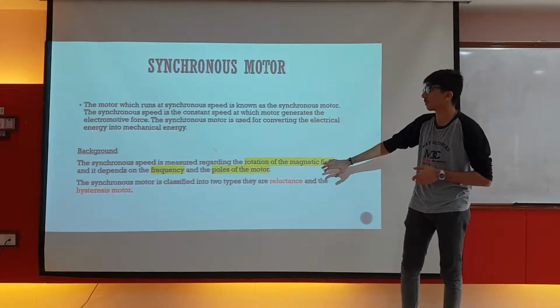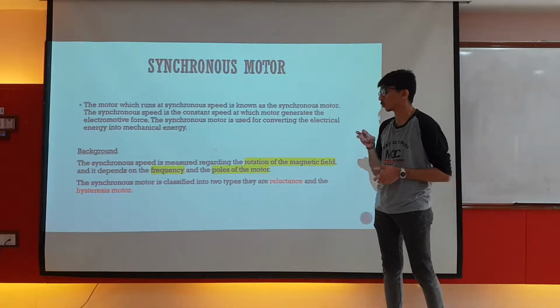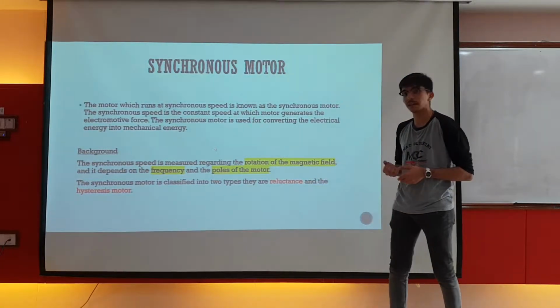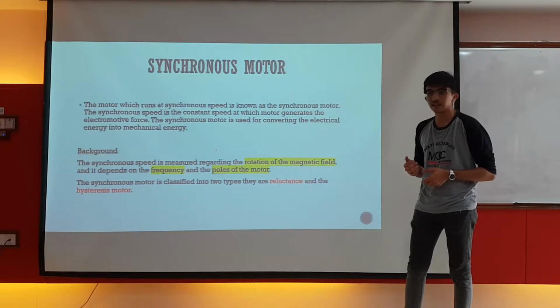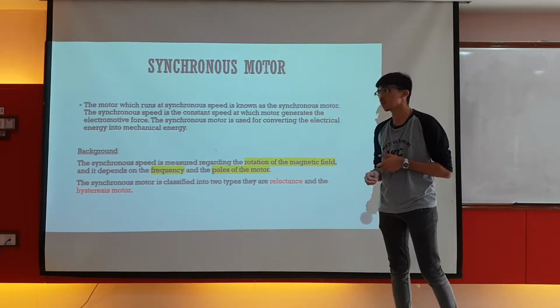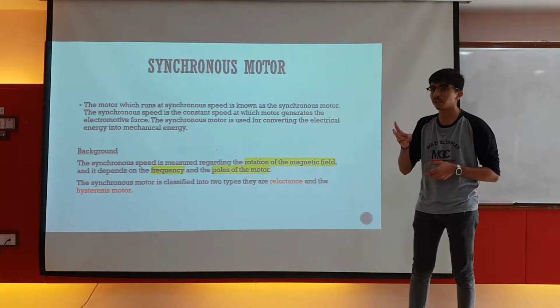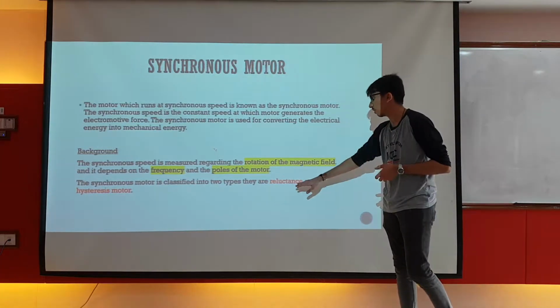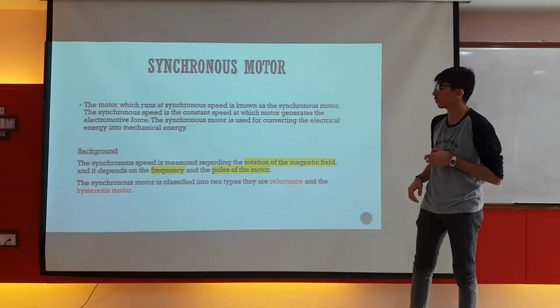Now let us have a look at the background. The speed is controlled by three factors. One is the rotation of the magnetic field, second is the frequency, and third is the poles of the motor. The synchronous motor is subdivided into two types of motors, which are the reluctance and the hysteresis motor.